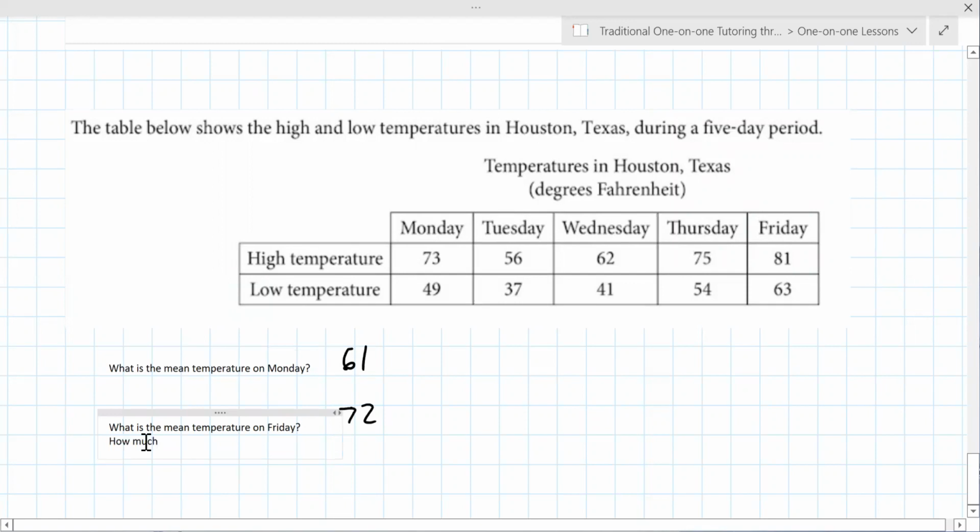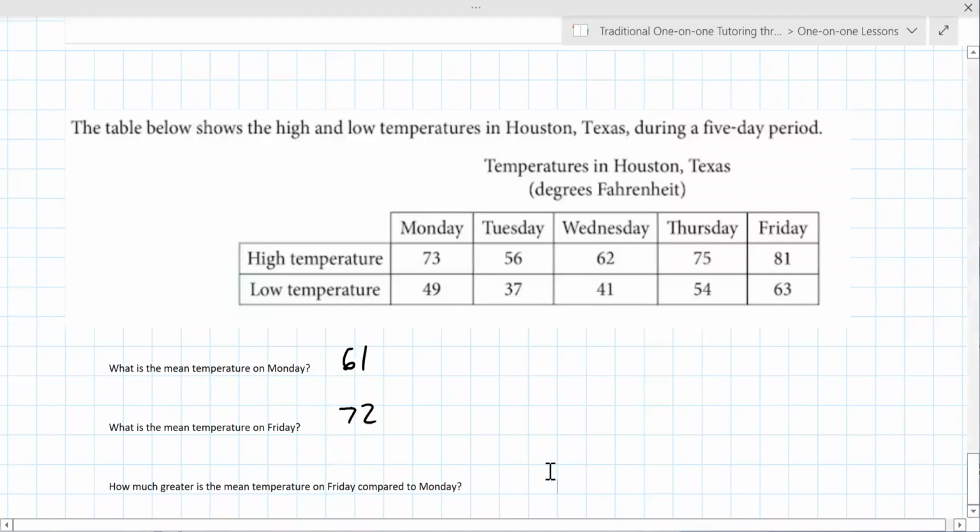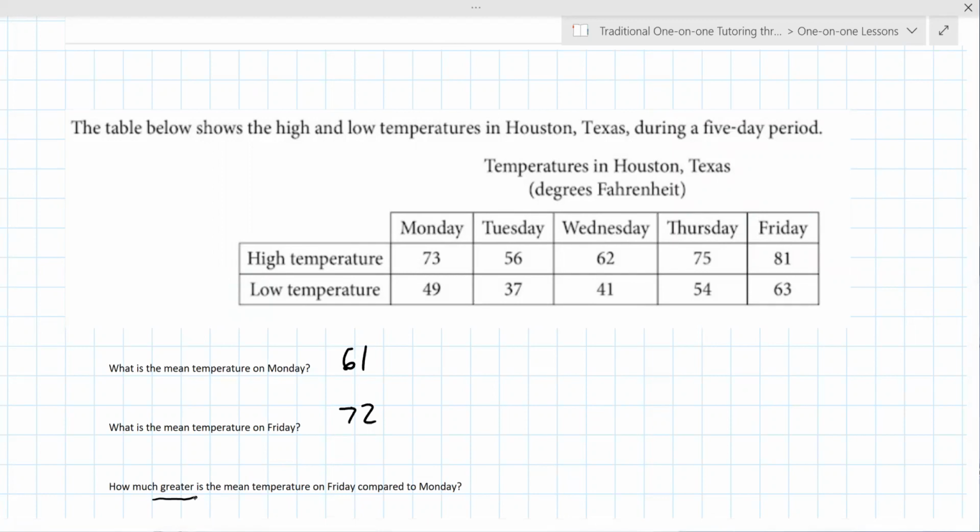How much greater is the mean temperature on Friday compared to Monday? 72. It wants to know how much greater. Do you agree that the mean temperature on Friday is larger than the mean temperature on Monday? Yes. Okay. So how much greater is it?